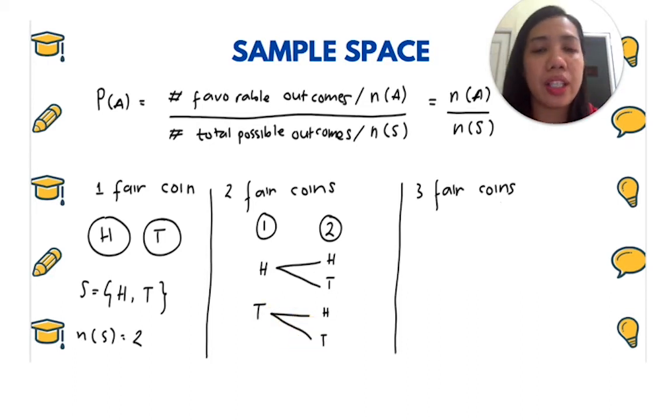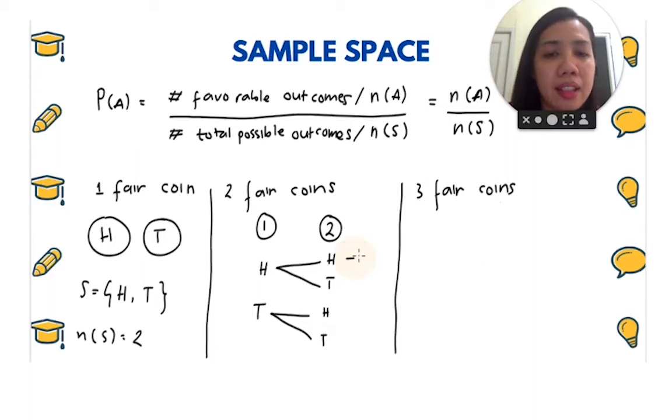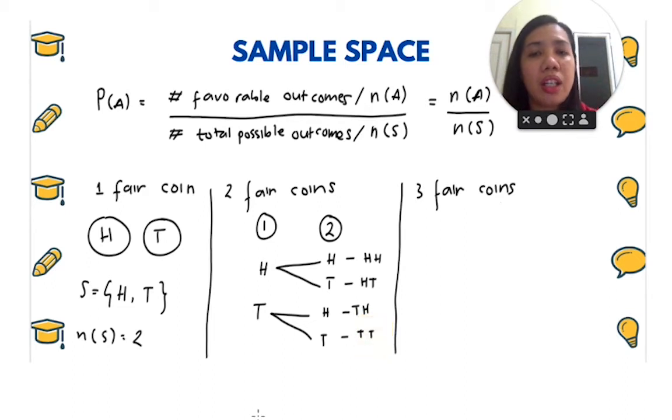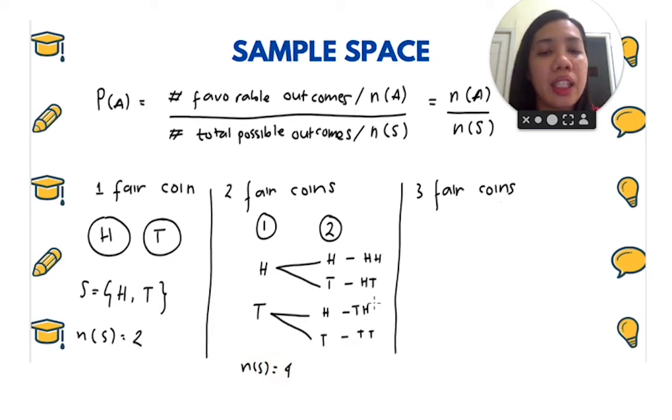As you can see, we have four possible outcomes whenever we toss two fair coins in the air, which are head head, head tail, tail head, and tail tail. So N of S is 4, which are head head, head tail, tail head, and also tail tail. That is for two fair coins.